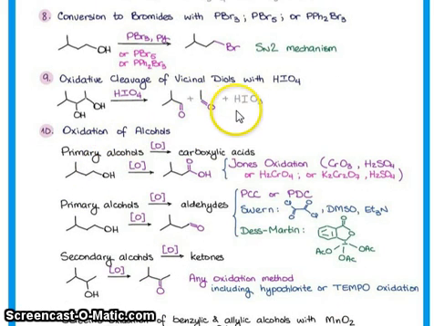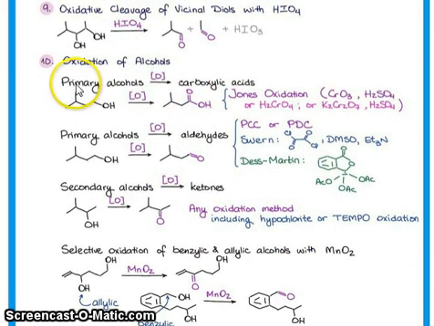Oxidative cleavage of vicinal diol with HIO4. This OH and this OH are vicinal, in the presence of HIO4. So this breaks, it gives the C=O here and this C=O and HIO3. This is a very important reaction. We call it oxidative cleavage of vicinal diols.